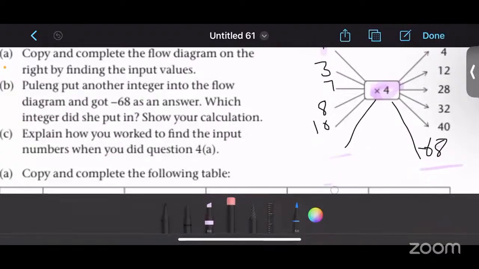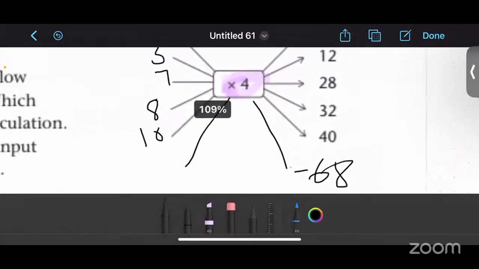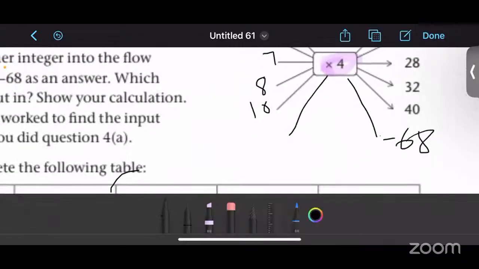Positive 17. Why are we having positive when our final answer here is negative 68? What is going to be a positive multiplied by positive? Isn't it going to be a positive? Yes. Okay. So it's negative 17.